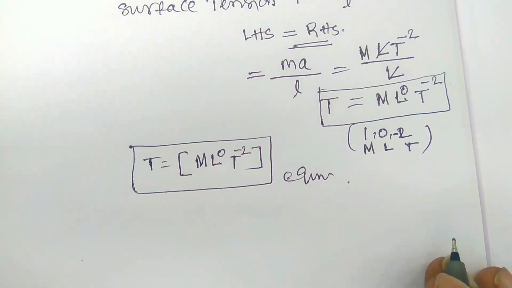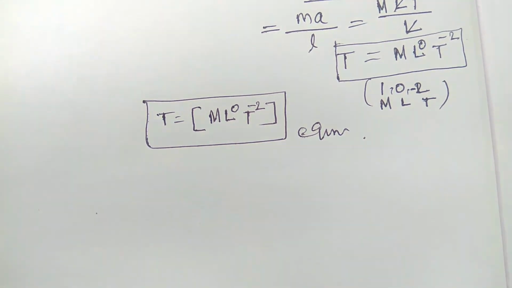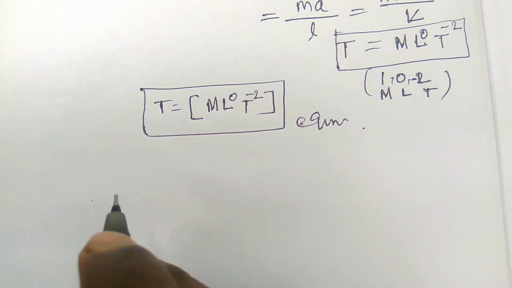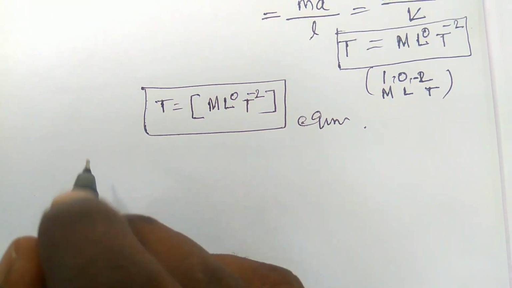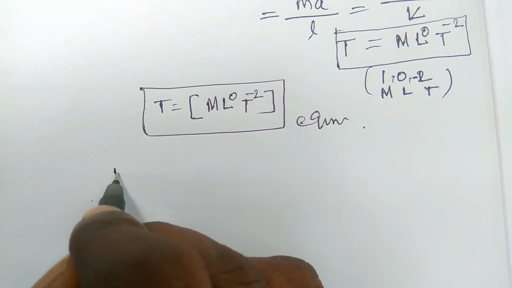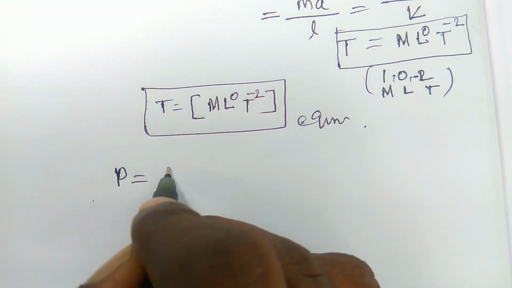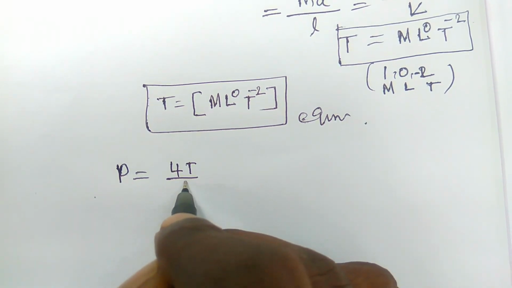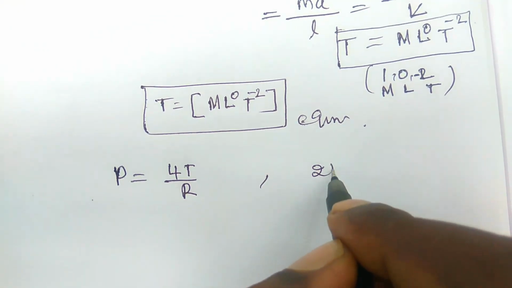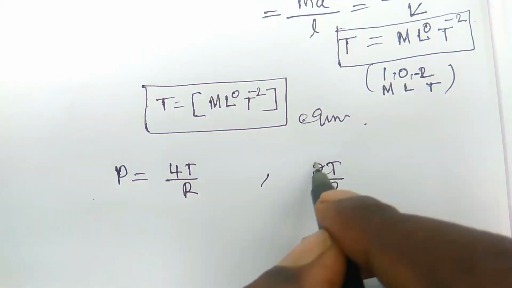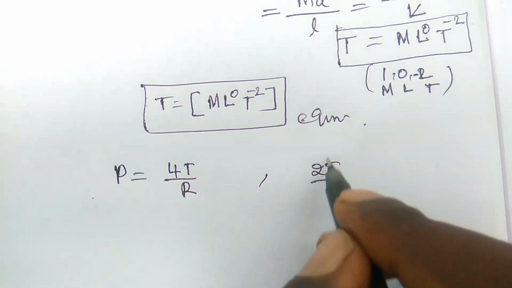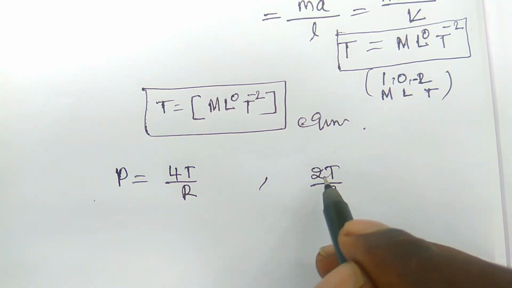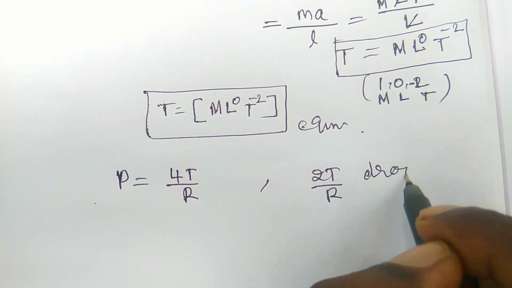And one more you have to see, the pressure in a liquid bubble or the soap bubble, the excess pressure. The excess pressure in the soap bubble is equal to 4T by R. In a liquid drop, it is 2T by R. Whatever the constant is here, the dimensional formula will not change. Only the constant will change. So this is the drop, and this is the bubble.